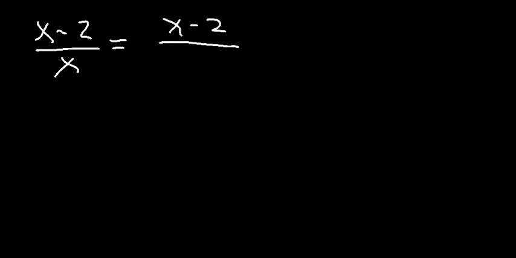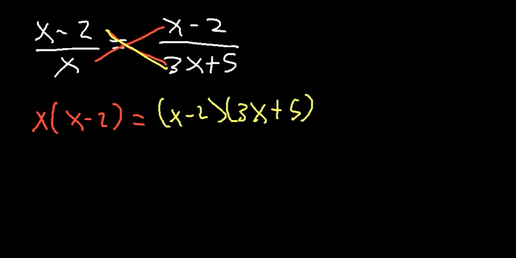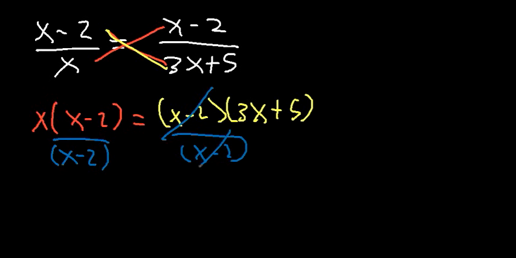Let's try another example. x minus 2 divided by x is equal to x minus 2 over 3x plus 5. So let's cross multiply. But let's not distribute or FOIL yet. You'll see why. So what we have is x times x minus 2, which is equal to x minus 2 times 3x plus 5. Now you don't want to distribute or FOIL because you can divide both sides by x minus 2. So these two will cancel, those two will cancel. And now it's much easier to solve. All we have left over is x is equal to 3x plus 5.